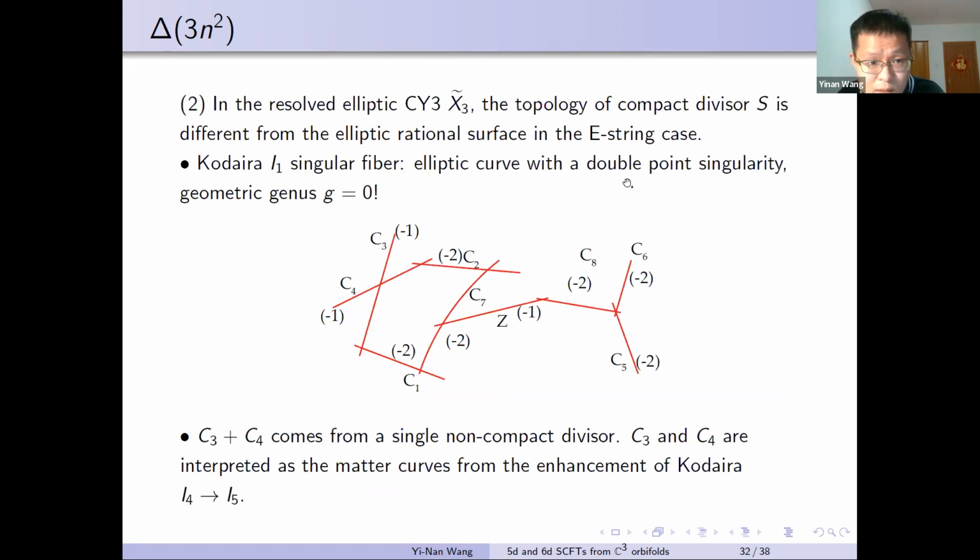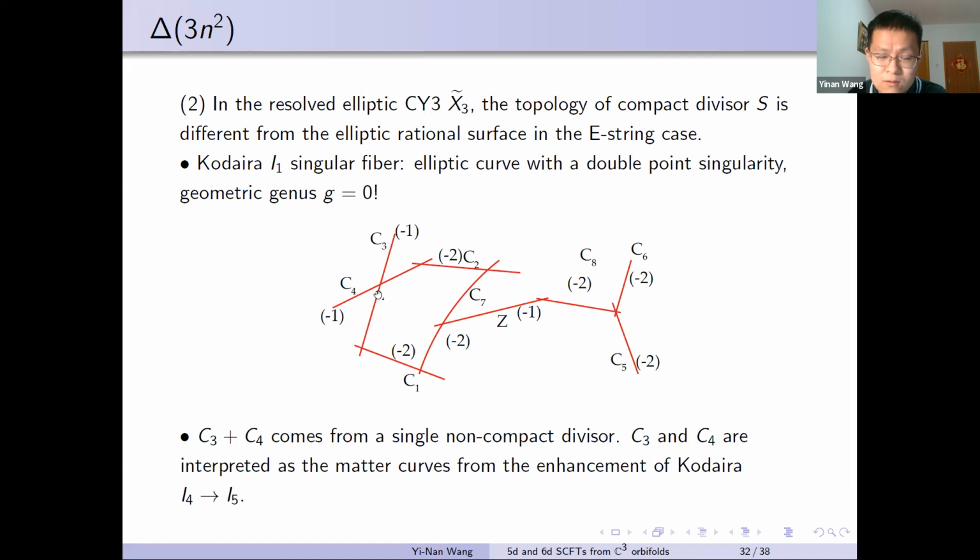And as another geometric argument, it turns out that in the resolved elliptic Calabi-Yau threefolds, the topology of the compact divisor is different from the elliptic rational surface as in the rank 1 E-string case. This is because of what we mean by a quadratic type I1 singular fiber. The I1 singular fiber means that it's an elliptic curve with a double point singularity, and that actually means that the geometric genus of this curve is equal to 0. And this new surface is very different from the smooth elliptic rational surface.